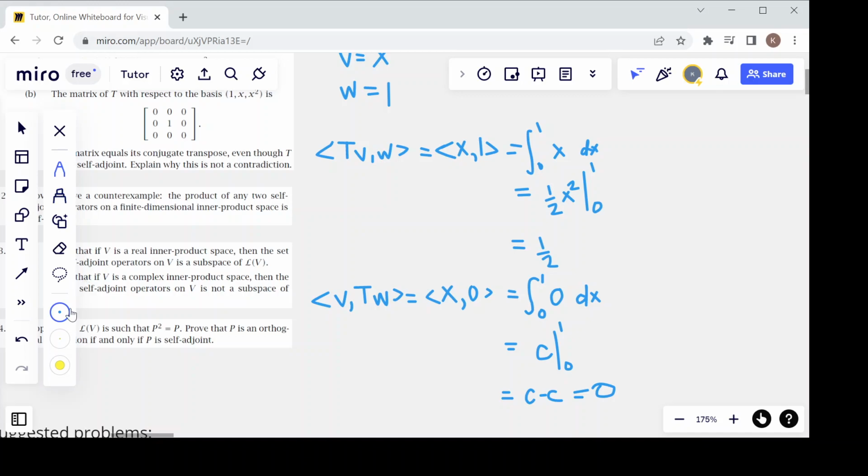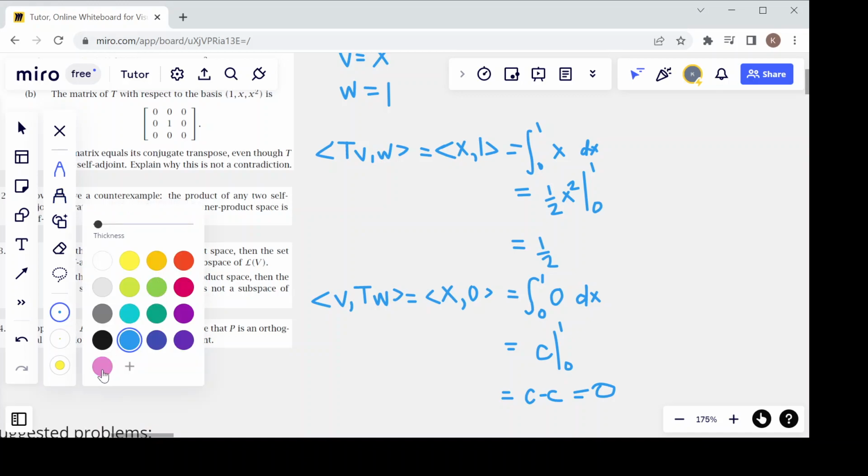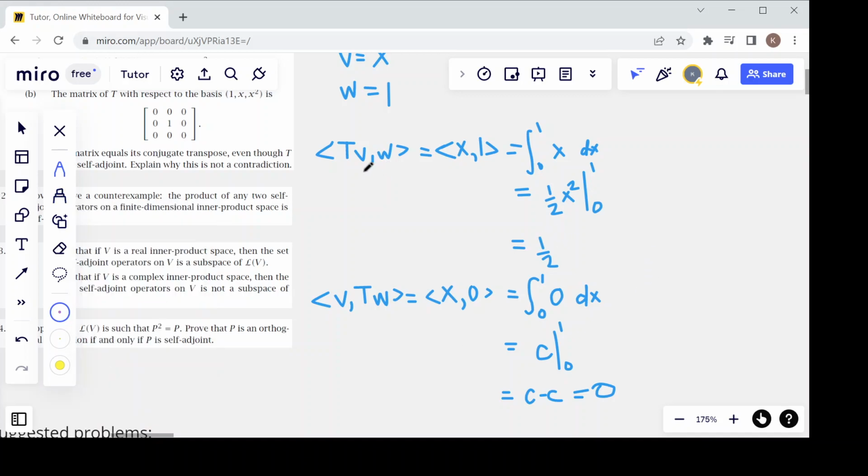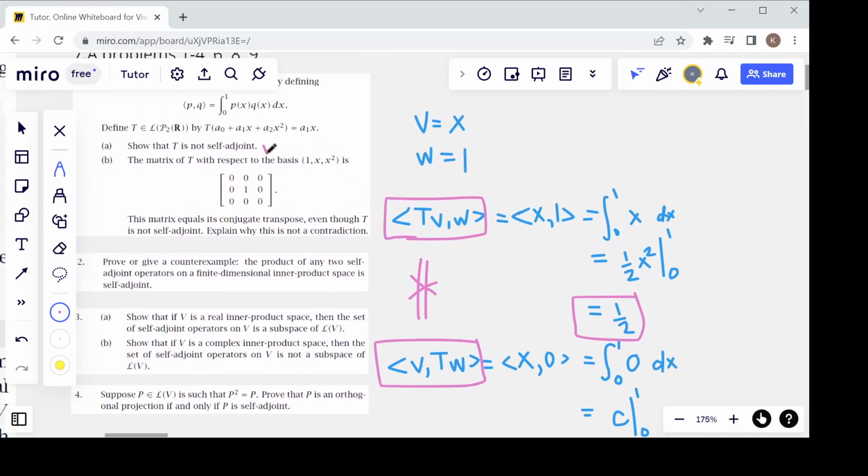So we've done what we meant to do, whether we expected to be correct at this point or not. We showed that the inner product of Tv and w, the left-hand side, is equal to 1/2 in this particular case, and the right-hand side, the inner product of v and Tw, is equal to 0. So since we found a case that these two are not equal, we have proven that T is not self-adjoint.